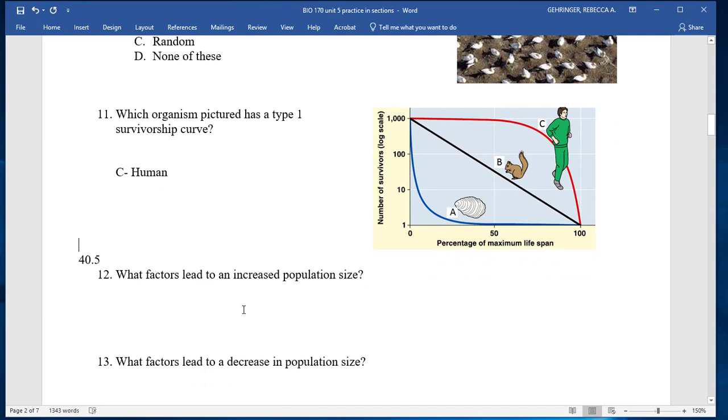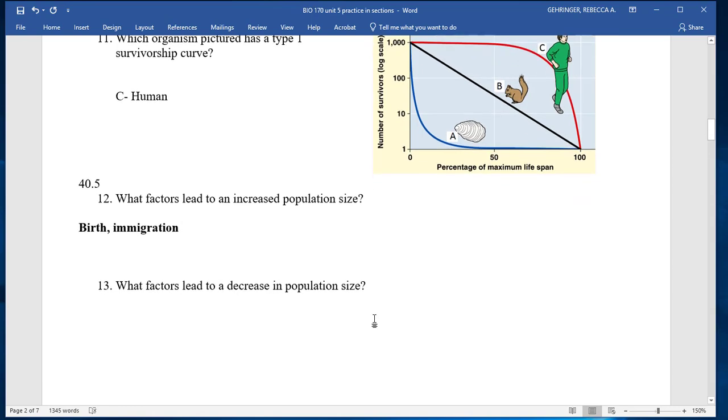12, what factors lead to an increased population size? Well, how do we get more critters in a population? How can we add things? They can be born, right? So birth, and then what is the immigration where things come in? That would be with the I. So birth and immigration. And what factors decrease population size? Well, what's the opposite of birth? Like death, right? And then emigration with an E for exiting.